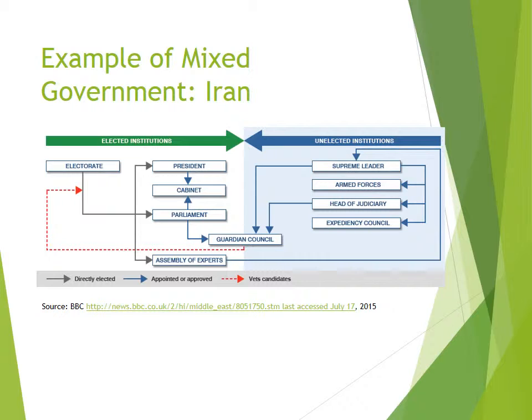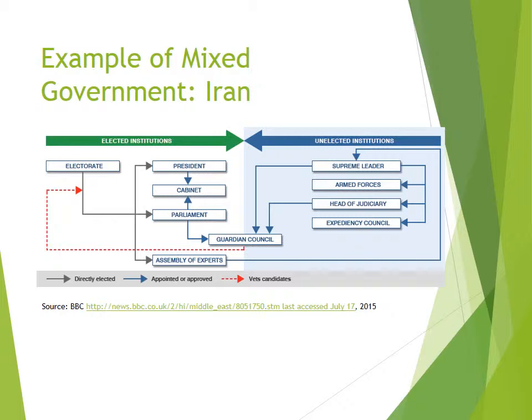These experts actually come from the unelected institution. You have the supreme leader, the Ayatollah usually. You have the leaders of the armed forces. You have the head of the judiciary, who's usually somebody selected by or supported by the supreme leader. And then there's something in Iran called an expediency council. Those are unelected people who create this assembly of experts. The assembly of experts select the president in part as a result of elections.